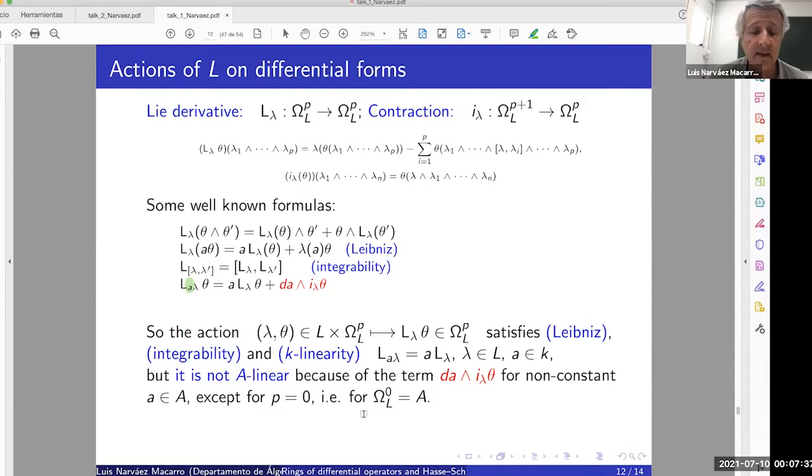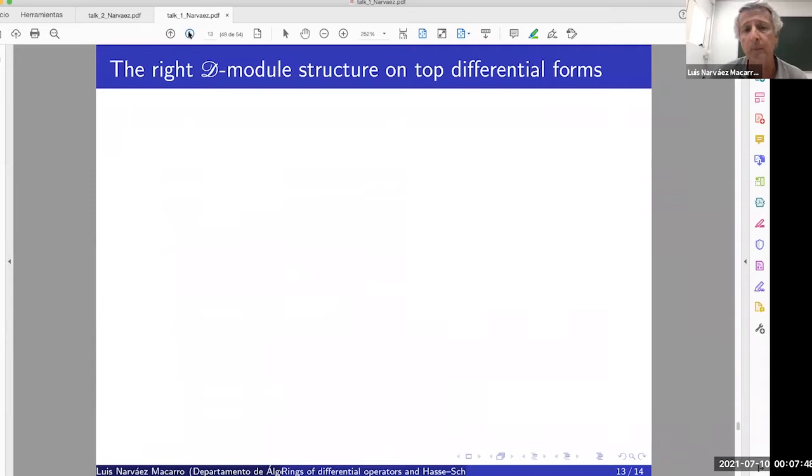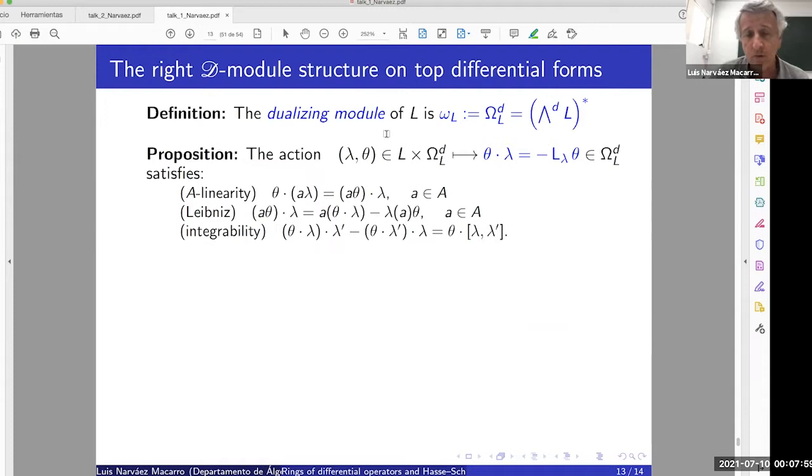But what happens on the opposite side? What happens if we go to the top differential forms? To the top differential forms, we call them omega L. So we have the action as always, but we put the action on the right and we change the sign of the Lie derivative, and we obtain these properties.